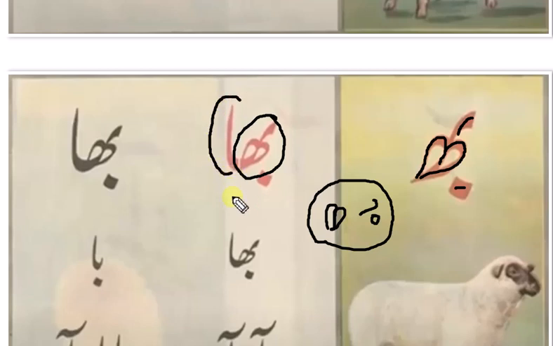So, if I add Be with the two eyes, Hey, so what sound will it be? Bhe. So it will be Bhe. So this is Be and this is Hey. Bhe. And then if I add Alif with this Bhe, what sound will it be? It will become Bha. Bha. Like bhai.